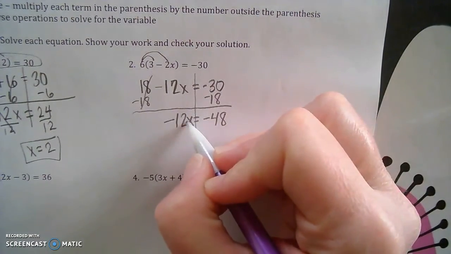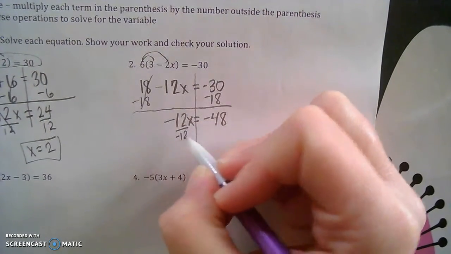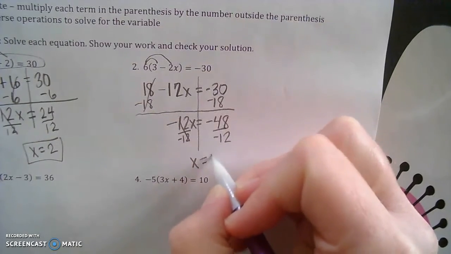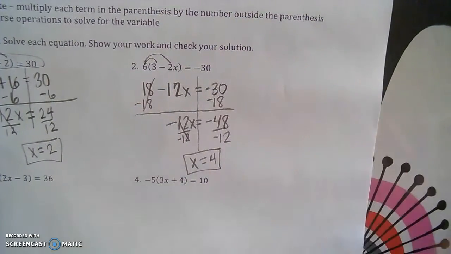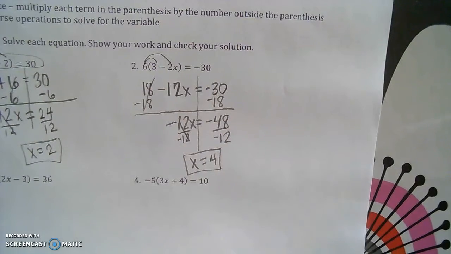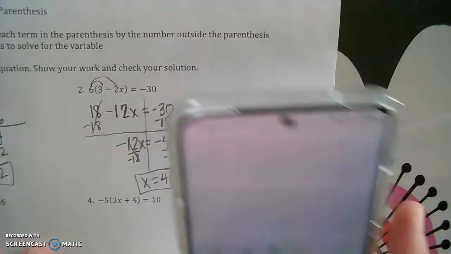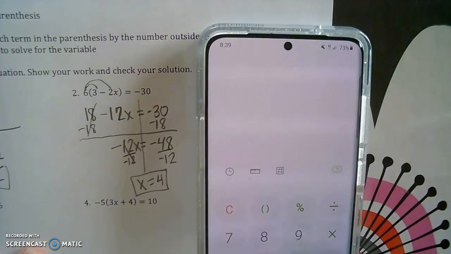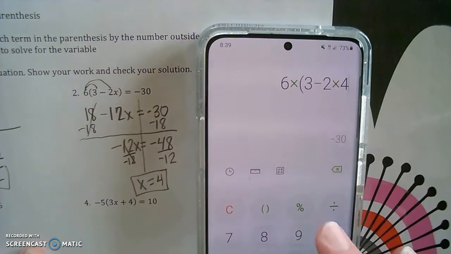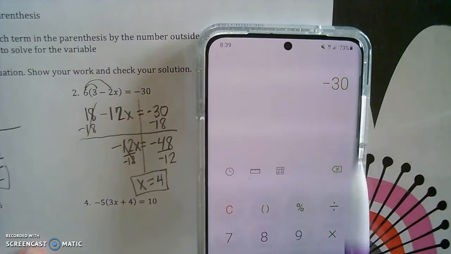This is multiplication, so I need to divide by negative 12, divide by negative 12. That should give us positive 4. Negative 48 divided by negative 12 is positive 4. So again, to check, you want to use your original equation, 6 parentheses, 3 minus 2 times, our answer was 4 for x, equals negative 30. So we did that one correctly.